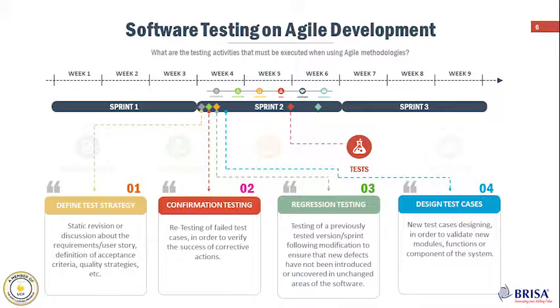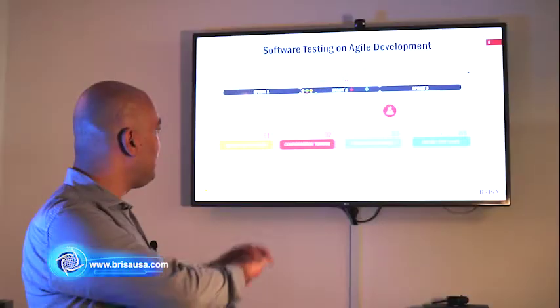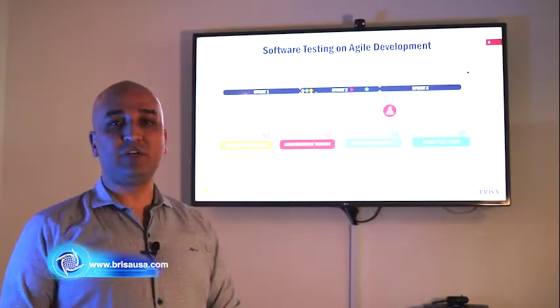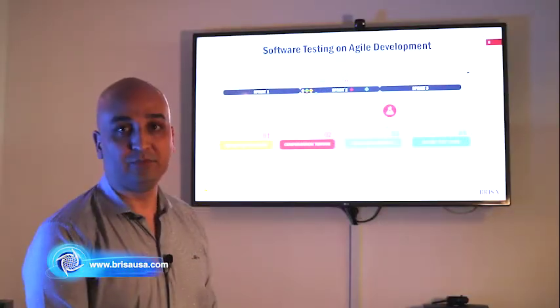Then we move to confirmation testing activity, which means we are going to make sure that all problems found in the previous sprint were corrected. And we check if parts of the system that were validated in the previous sprint are still working with regression testing. And then we start designing new test cases in order to validate the new components of the system. This is when we are talking about software testing in agile development.